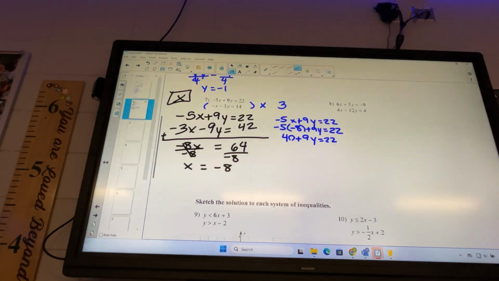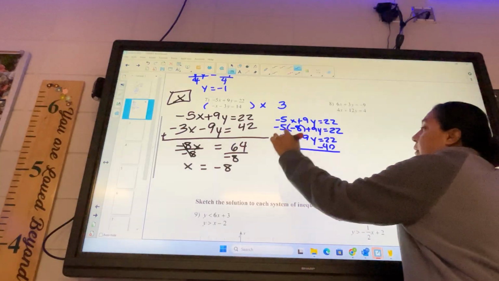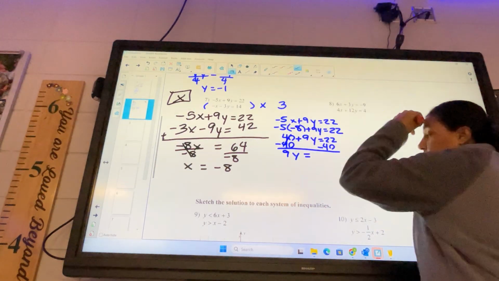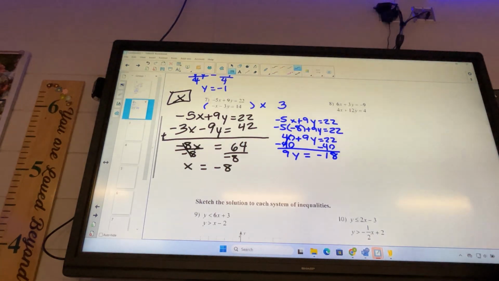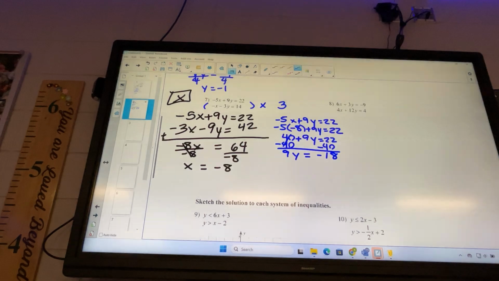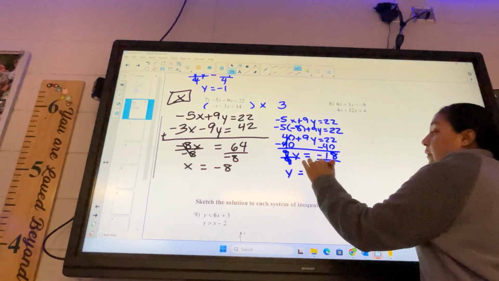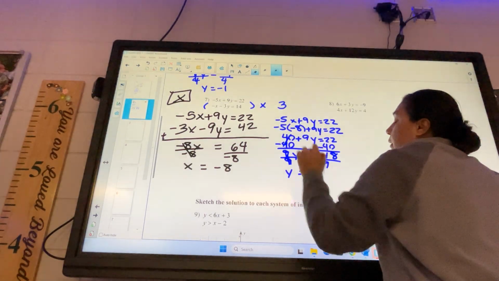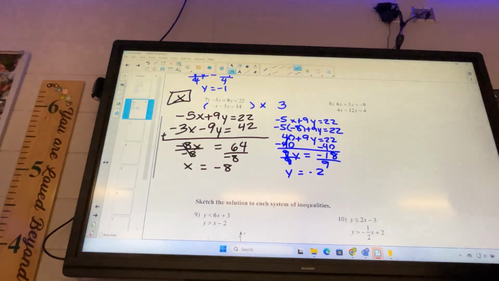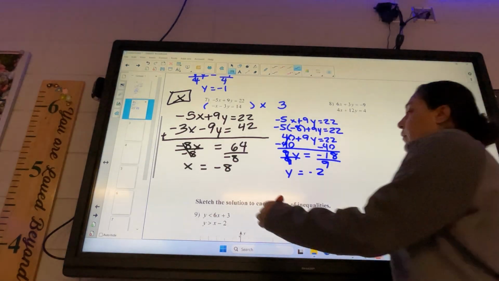Then what? Subtract 40 from both sides. So we got 9y equals negative 18. And then we're going to divide by 9. No, it's not 3. What is our final answer? Negative 8, negative 2.